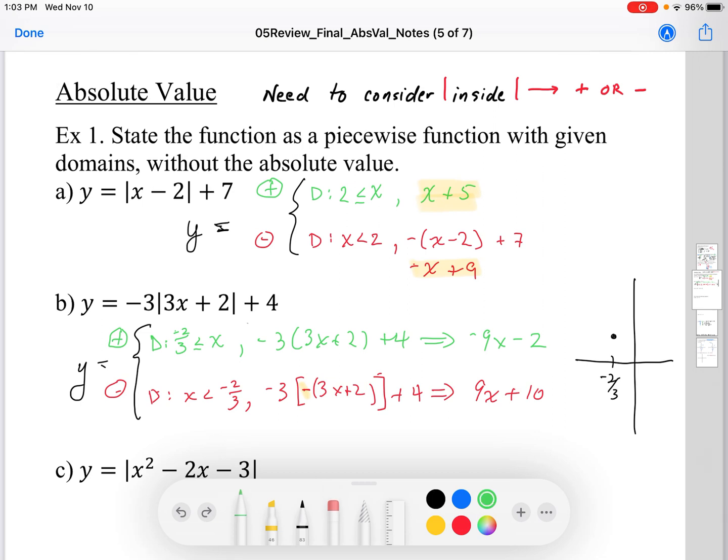So when I draw that in, it's going to look like this. On the left hand side, when x is less than negative 2/3, I'm going to have a slope of positive 9, and if I were to extend that, the y-intercept is at positive 10. But again, it's going to stop at that point because that's where our domain restriction lies. So we don't actually have that part of the graph.